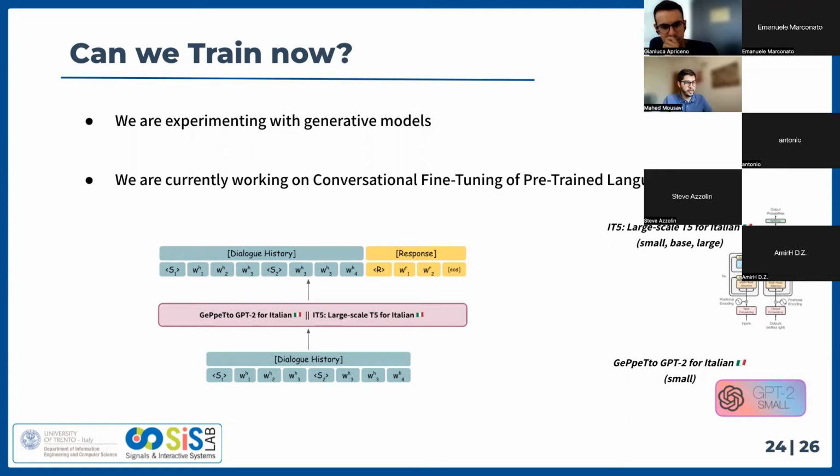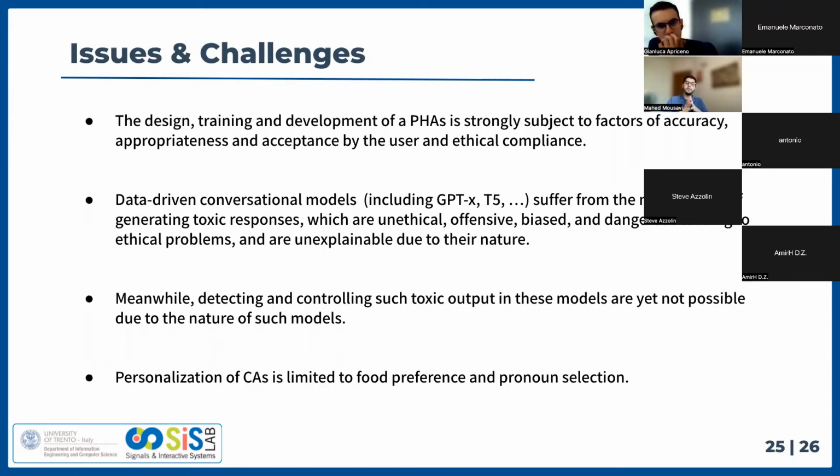So the first thing that we can do is to just dump our beautiful data and start fine-tuning these monsters and see what happens, which would be the first thing to do. However, the issue is that when we are talking about personal dialogues, it is more difficult because the training and development of personal systems is subject to accuracy, appropriateness, acceptance by the user and ethical compliance. Data-driven models, as we all know, sequence-to-sequence models, suffer from issues like toxic responses, unethical and biased outputs, and they can be dangerous.